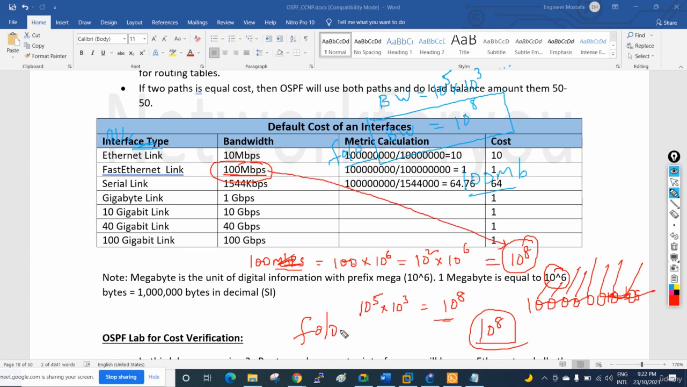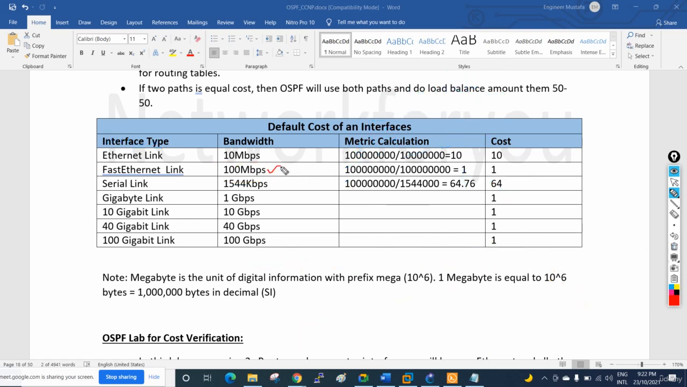And just now we checked this one also: 10 to the power of 8. So we are just comparing. This value we need to remember. If we do not remember, we can log into the router, check the interface, and know that 100 megabytes is nothing but 10 to the power of 8. This value I just showed you, but if you remember it directly, there is no need to check and do the calculation.